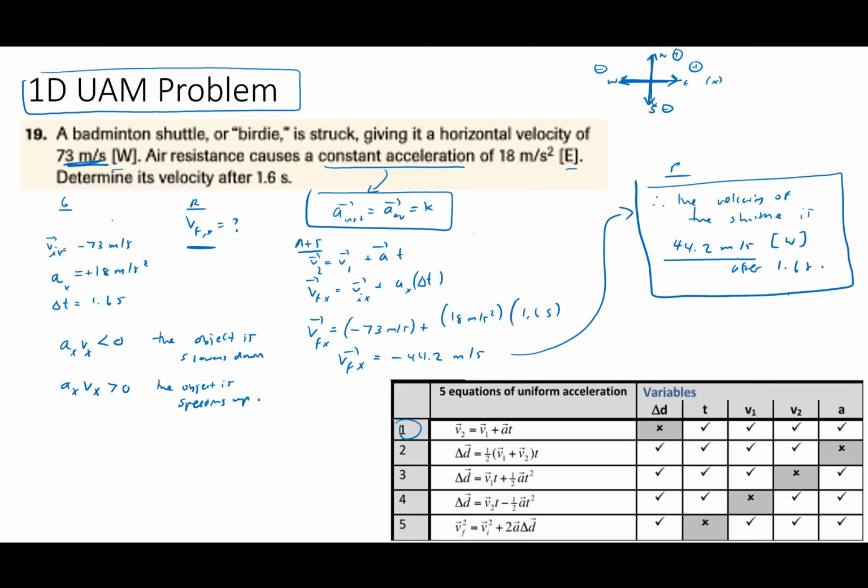Now, ideally, I wouldn't write this value as 44.2, and this is something that's very important that you could lose marks for potentially. Because the lowest number of significant digits in your question is 2, I would write my answer as 44 meters per second. Okay, so make sure you do incorporate the proper amount of significant digits at the very end.